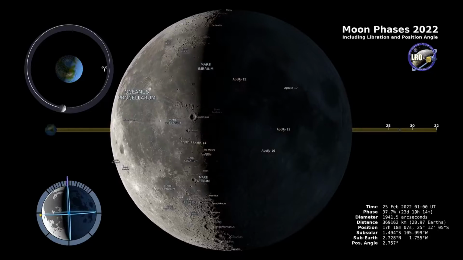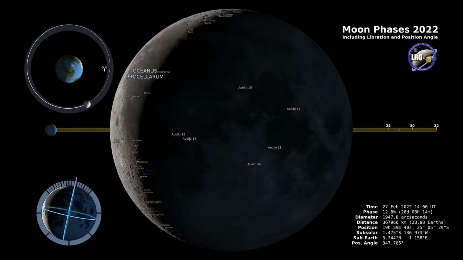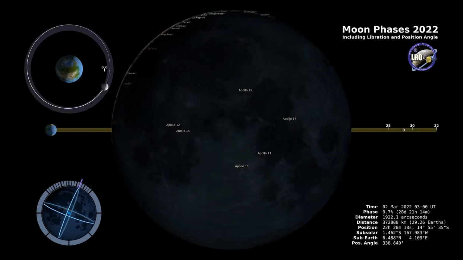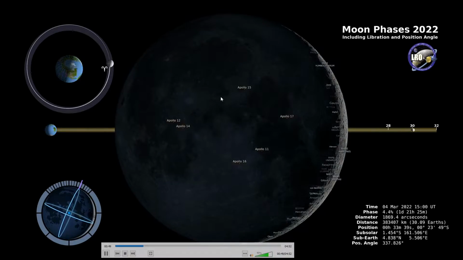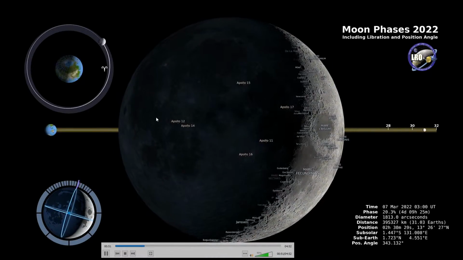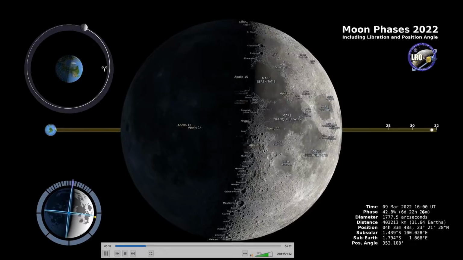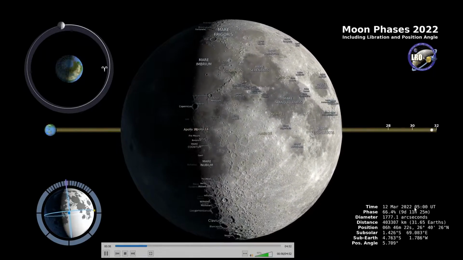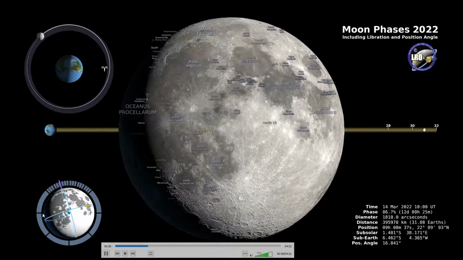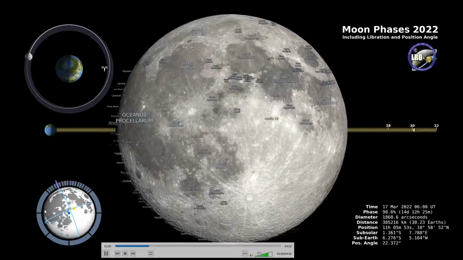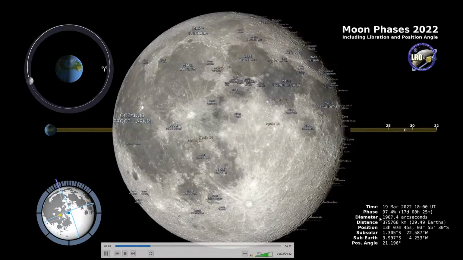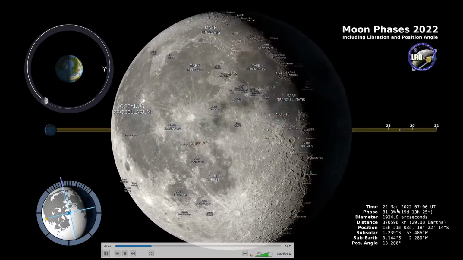Now for the fun part. Let's take a look at the surface of the moon. This visualization shows the moon phase at hourly intervals throughout 2022, as viewed from the northern hemisphere. The simulation spans from January the 1st, 2022 to the end of the year.